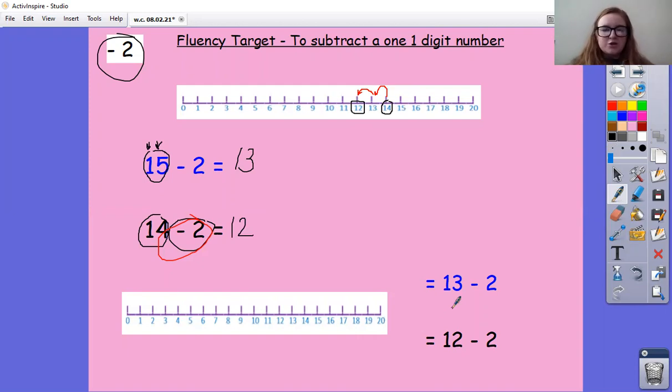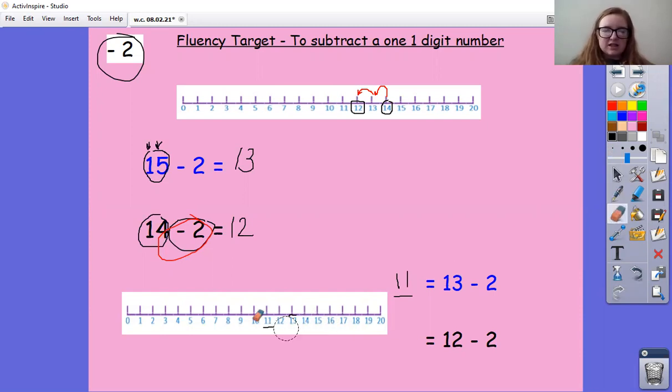Let's look down here. Our first part is 13, so we're going to start on 13 and we're going to subtract 2. The remaining part equals the first part, which is 13, subtract 2. I could draw my arrows, or I know that I could jump back 2 spaces without drawing the arrows. I could just count back. 1, 2, I know that the remaining part is 11. 11 equals 13 subtract 2.